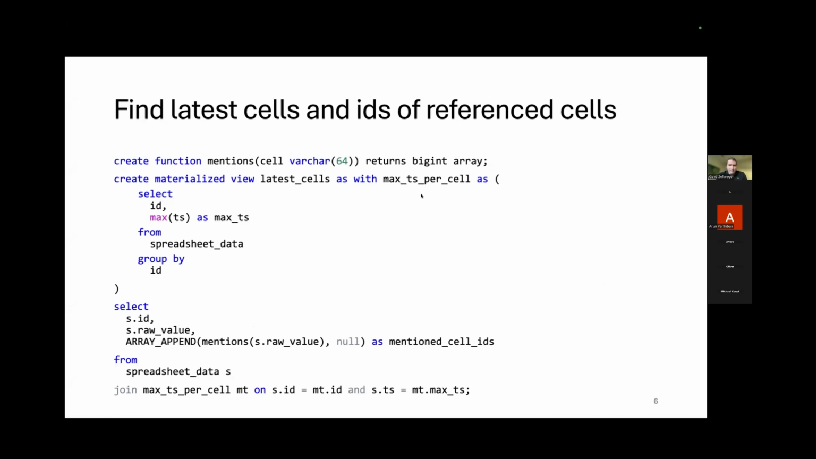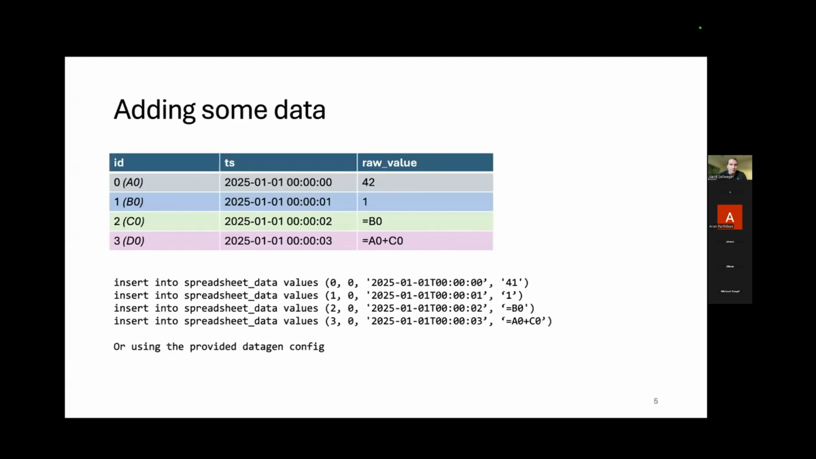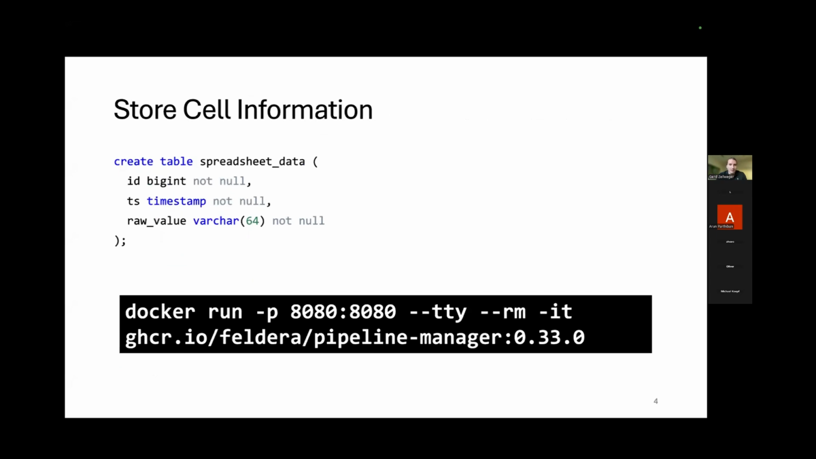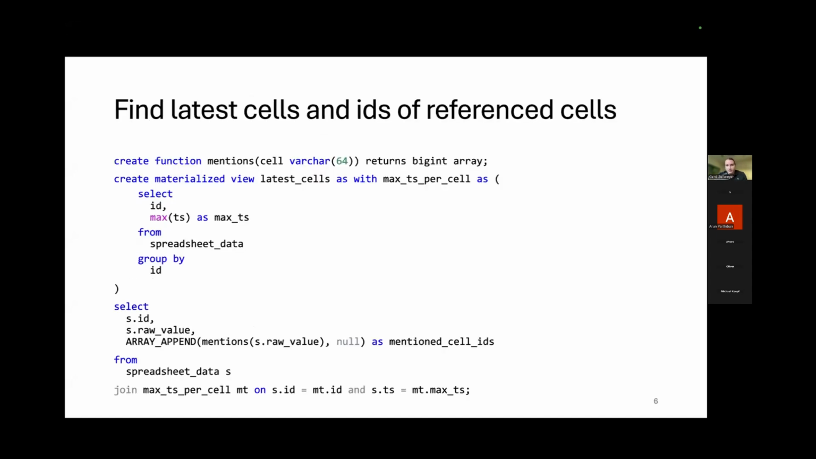This does 2 things. First of all, there is a subquery within this view, called max timestamp per cell. For every cell stored in our table, it will pick the latest entry with the maximum timestamp. Cell ID is not actually a primary key. If you look at our table definition here, you can put any number of values for any ID. And so if you want to override a value, you would just update the cell with the new timestamp.